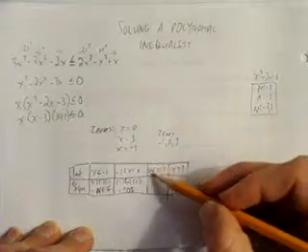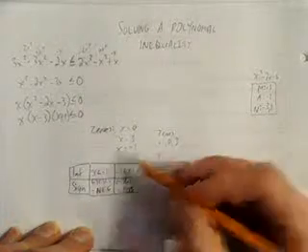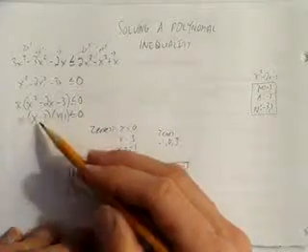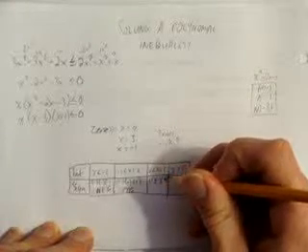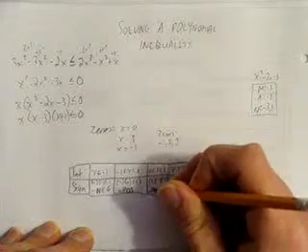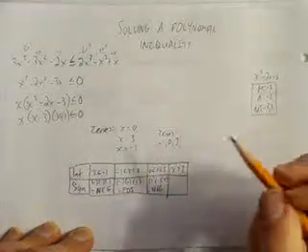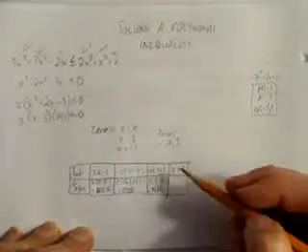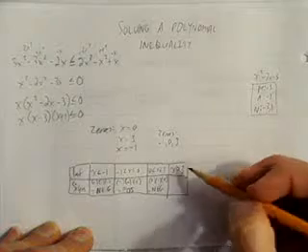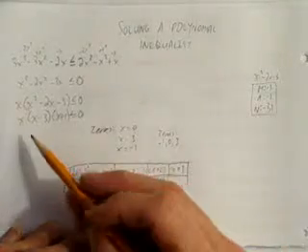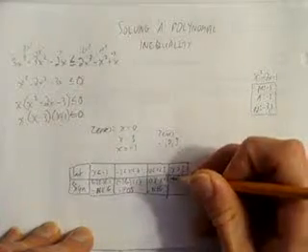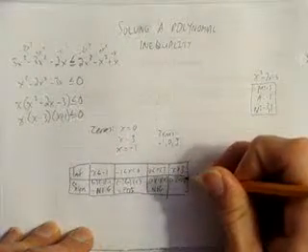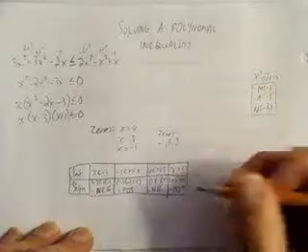If you subbed in something between 0 and 3, how about 1? A 1 here would be positive. 1 minus 3 would be negative. And 1 plus 1 is positive. So you get two positives and a negative. That would be negative. And finally, if you subbed in something bigger than 3, like something large, like 100 even, 100 is positive, 100 minus 3 is positive, 100 plus 1 is positive. Since you have three positives times each other, that's going to be positive.